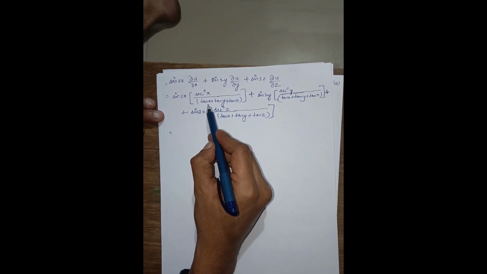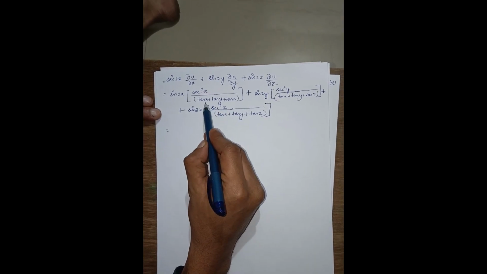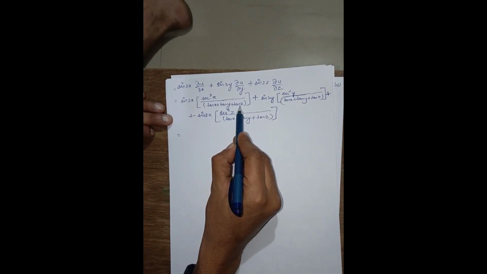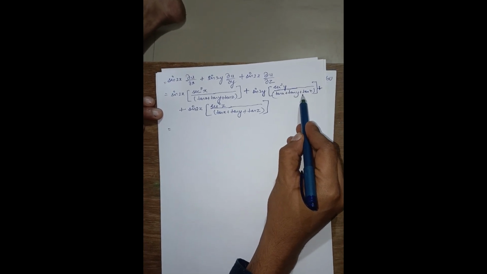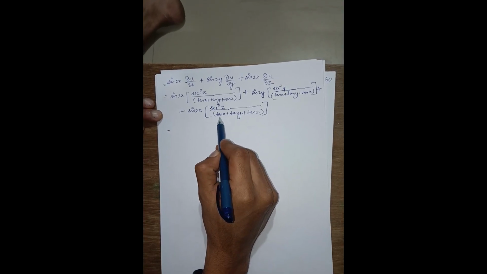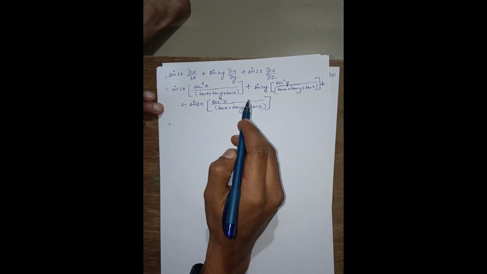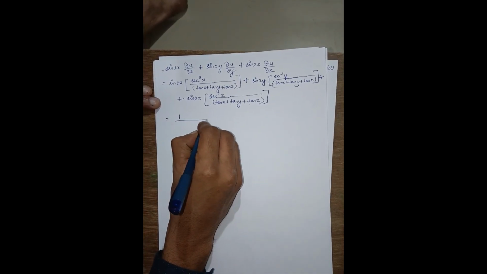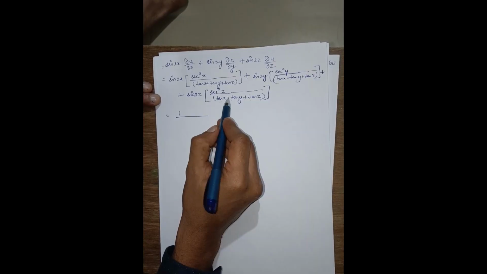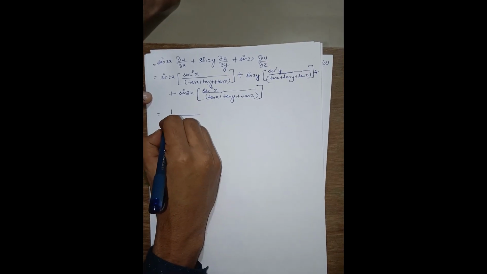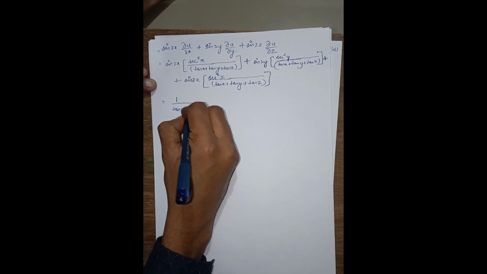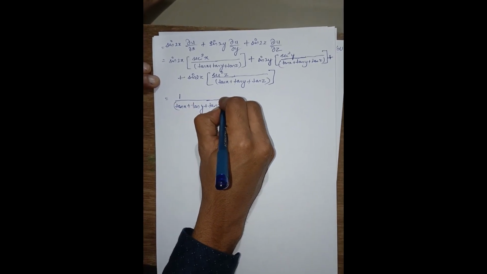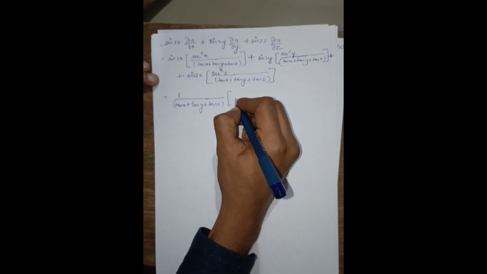Now here in the denominator, tan x plus tan y plus tan z is common. In this also tan x plus tan y plus tan z is common. Let us bring outside this whole term, that is 1 by tan x plus tan y plus tan z, because it is in the denominator. You take it outside.